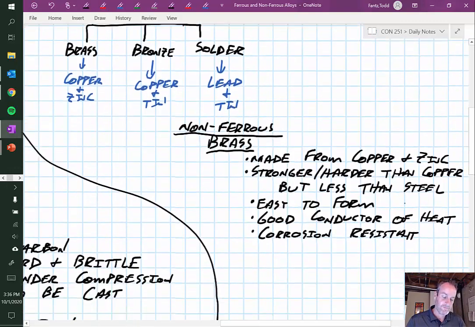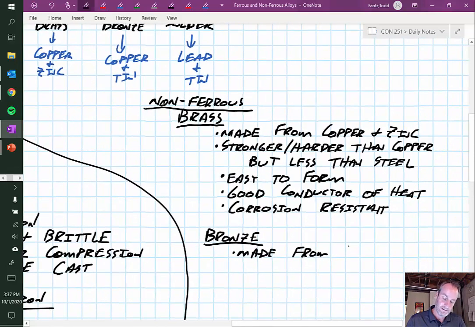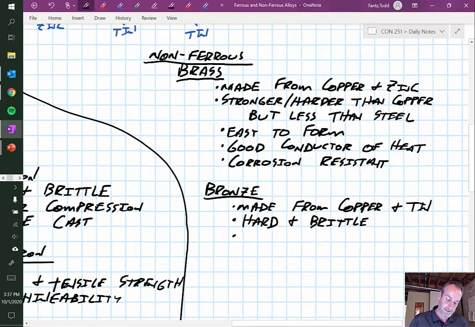The second type of non-ferrous material we would like to look at is bronze. Bronze is made by combining copper and tin. It is hard, but as usually comes with hard, it is also brittle. And once again, this has a very high resistance to corrosion.